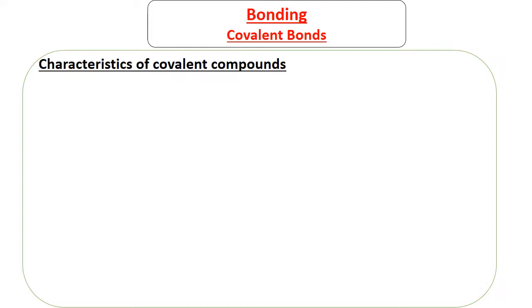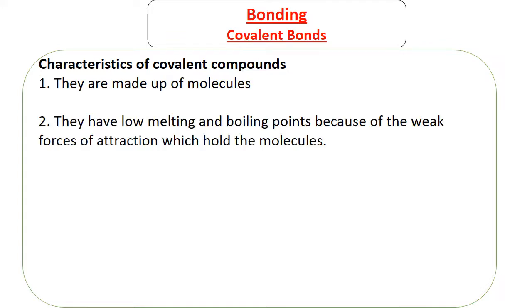So we finish up on covalent bonds by taking a look at characteristics of covalent compounds. 1, they are made up of molecules. 2, they have low melting and boiling points because of the weak forces of attraction which hold the molecules. An example of a covalent compound is plastic. So plastics have low melting and boiling points. The reason is that they have weak forces of attraction which hold the molecules, unlike ionic bonds.